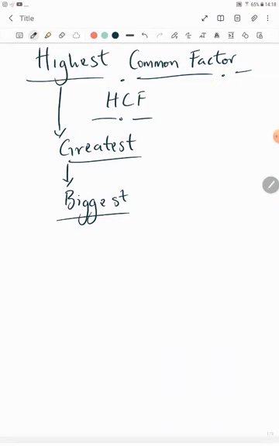So in the last video, I already explained that you can call it highest common factor, you can call it greatest common factor, and you can see it written as GCF, that's greatest common factor, and you can see it being written as BCF, that's biggest common factor. So whichever of the names you see, you should know that we are talking about the same thing. In the last video, we already explained how you can use the tabular method to find the HCF of numbers.